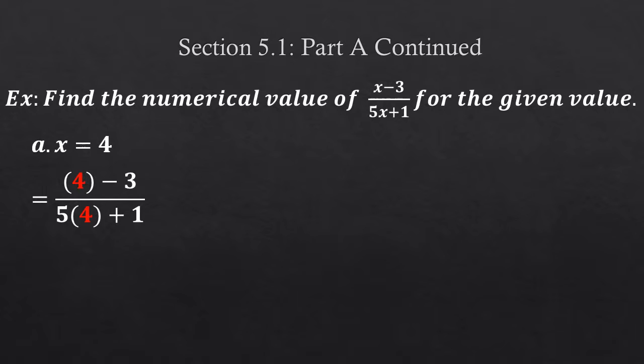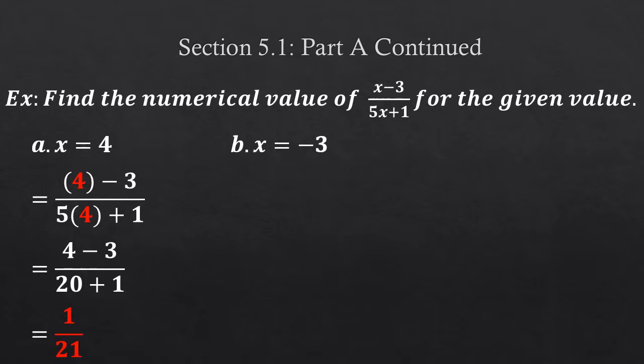If you did so, you'll have 4 minus 3 at the top over 20 plus 1 at the bottom. And of course 4 minus 3 is just 1, and 20 plus 1 is 21. That will be your answer, and you cannot reduce that any more because there's nothing that goes into both 1 and 21 other than 1. So therefore that's your simplified answer.